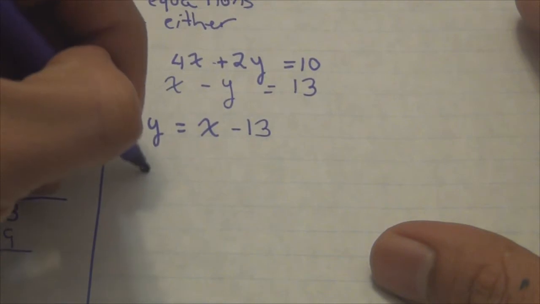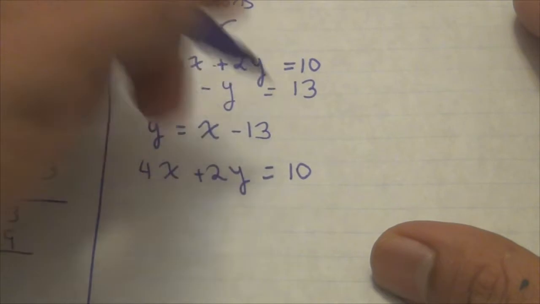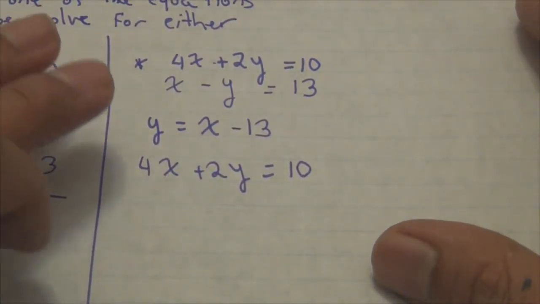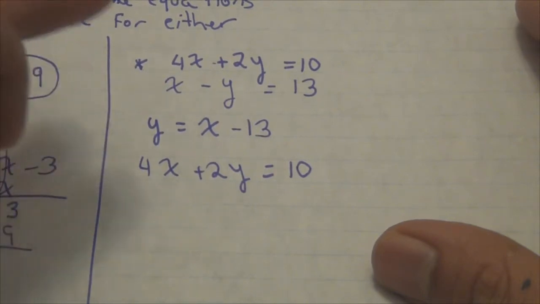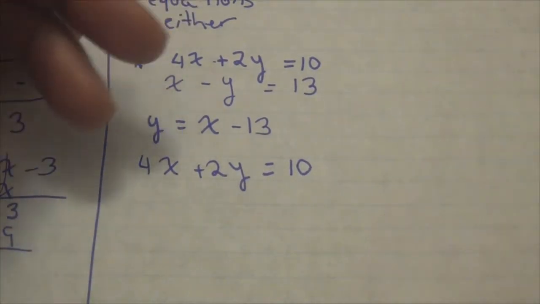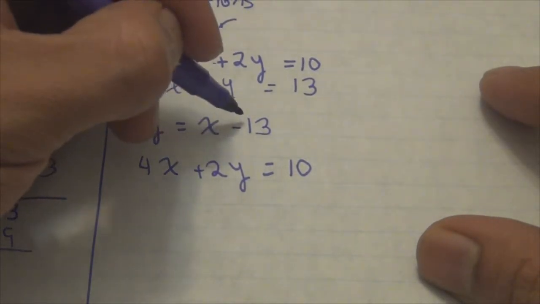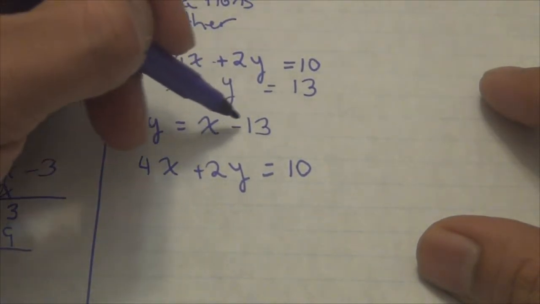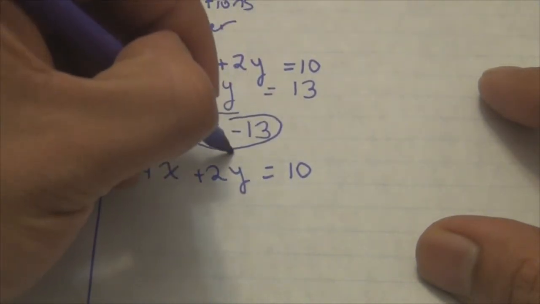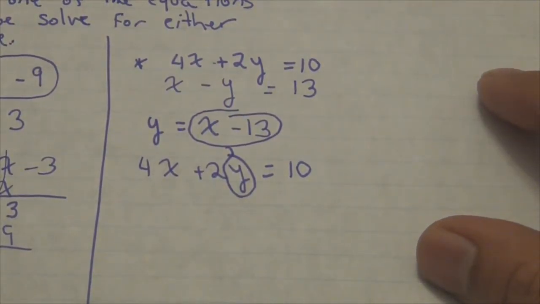The other equation that I have is 4x plus 2y equals 10. Listen, you don't need both equations to be solved for either x or y. You need just one of them, so you could call them by name. If you solve both of them for y, you could just graph them. But anyways, y is x minus 13. Wherever I see y, I'm gonna think of x minus 13. So take this y, which is x minus 13, and put it inside this other equation. Now you get the hang of it, right?